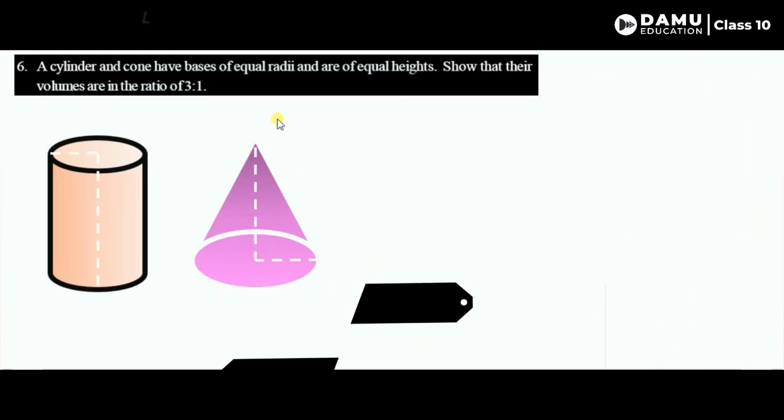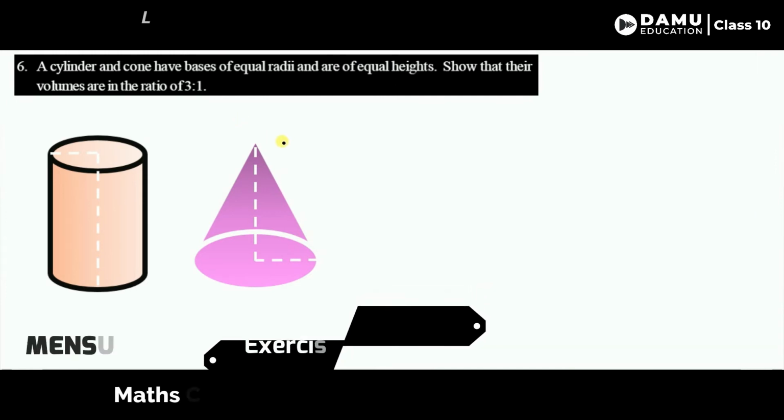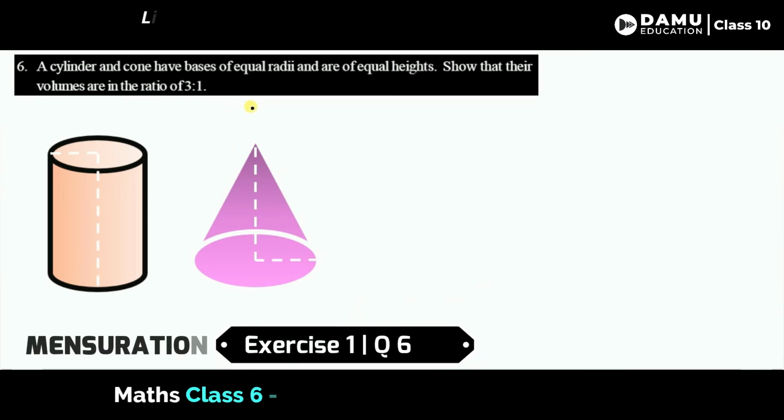We are going to discuss our sixth one. What is that? A cylinder and a cone have bases of equal radii and equal heights. So here this one will be r, which means this is also r. This is the radius. This is the height, and this is also the height.